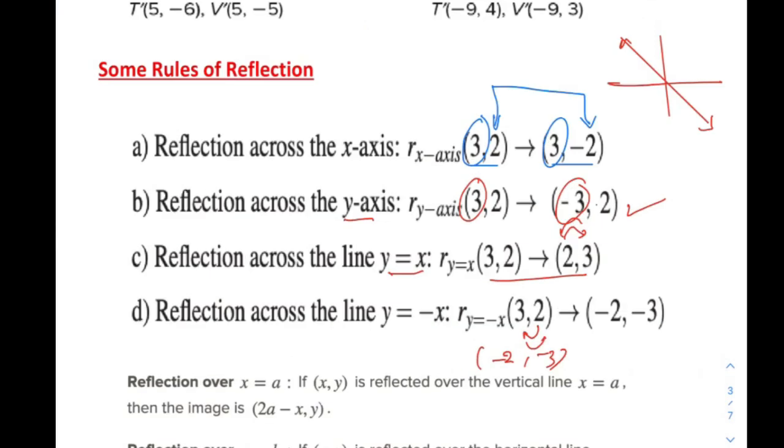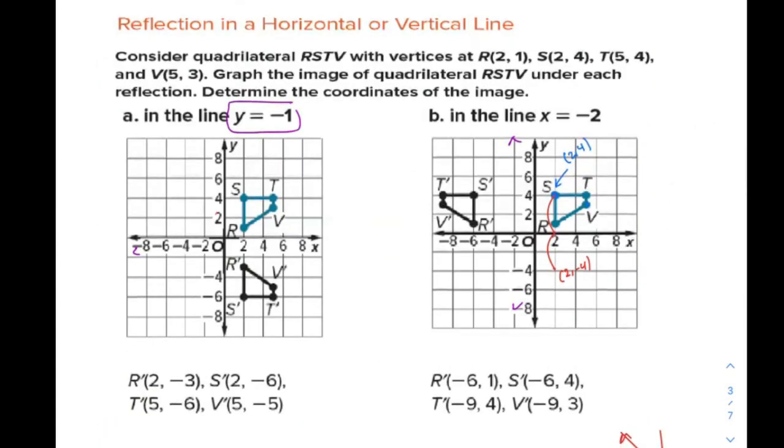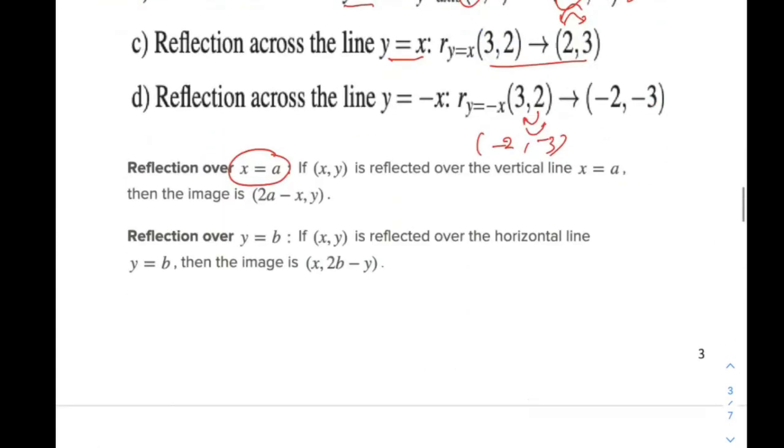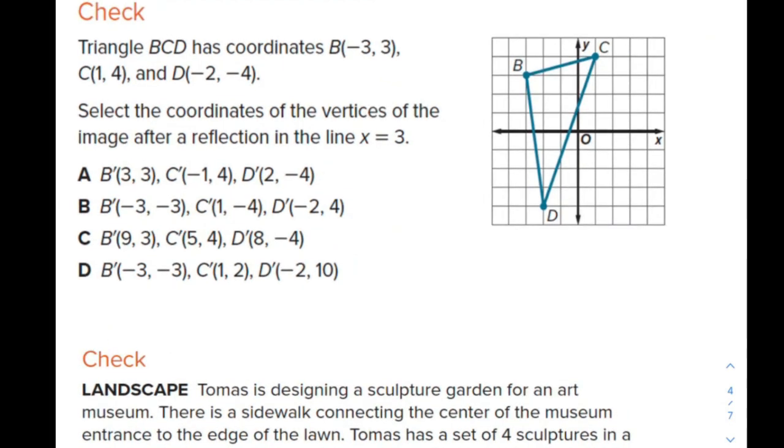Now, the problem is when you have to reflect across x equals a number, like the ones we have here, x equals -2, y equals -1. If you don't want to sketch, what will happen? Let's say we have an example here. Triangle BCD has the coordinates mentioned here. Select the coordinates of the vertices of the image after reflection in the line x equals 3. Now, if you don't know a rule, then you will draw the line x equals 3. This is x equals 3, a vertical line passing through 3.